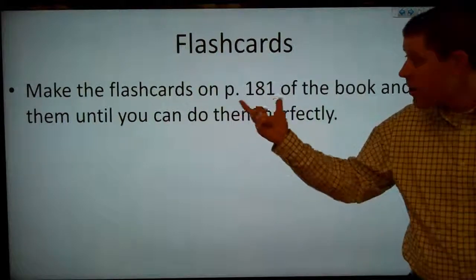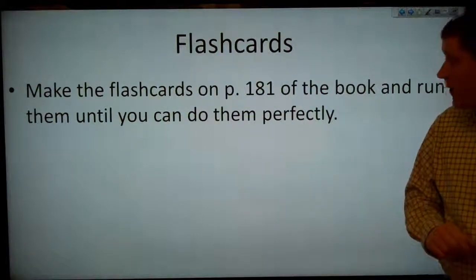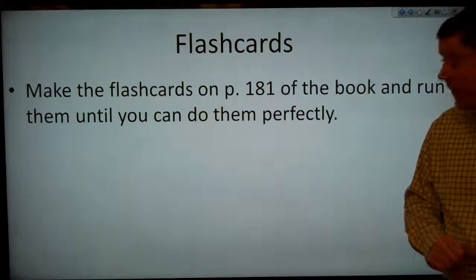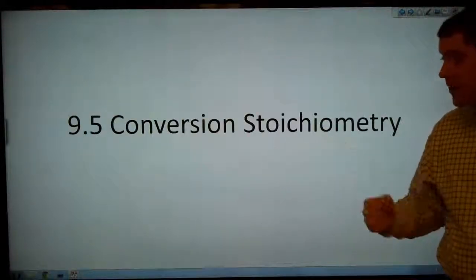So make the flashcards that are listed on page 181 of the textbook, and then run them until you can do them all perfectly. And that was conversion stoichiometry.